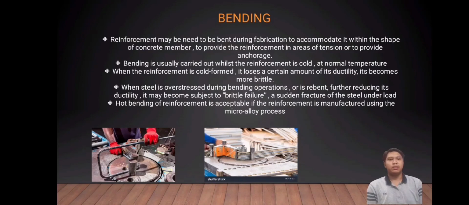Next is bending method. Reinforcement may need to be bent during fabrication to accommodate it within the shape of the concrete member, to provide the reinforcement in areas of tension or to provide anchorage. Bending is usually carried out whilst the reinforcement is cold at normal temperature. When the reinforcement is cold formed, it loses a certain amount of its ductility. It becomes more brittle.